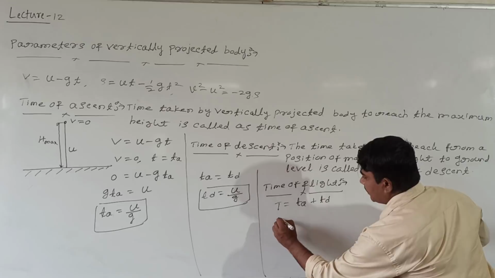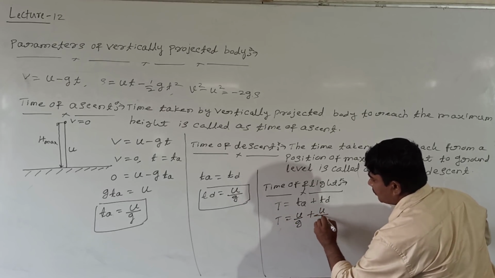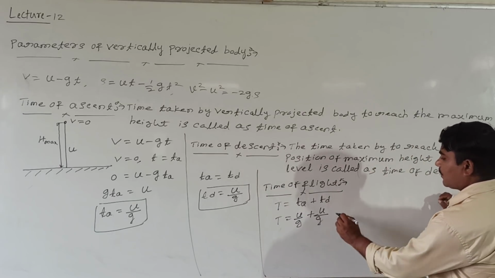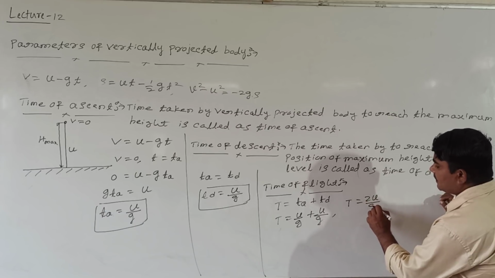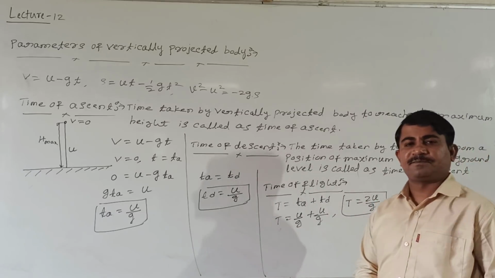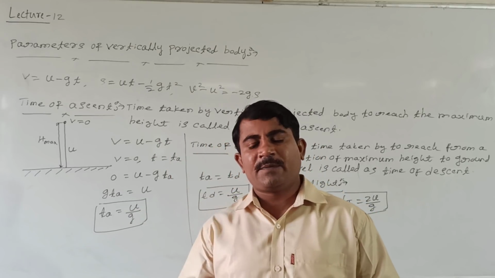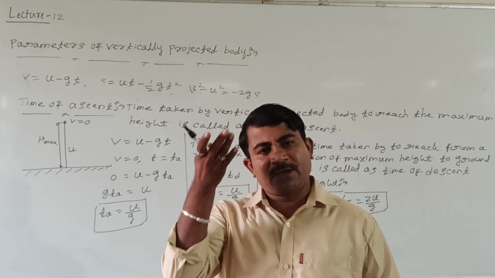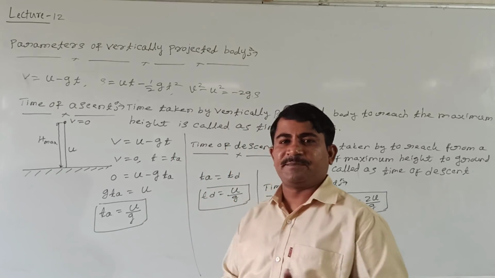Taking them directly, u divided by g plus u divided by g. Then what is the time of flight here? Time of flight equals 2u divided by g. So these are the important parameters of a vertically projected body: maximum height, time of ascent, time of descent, along with the time of flight.